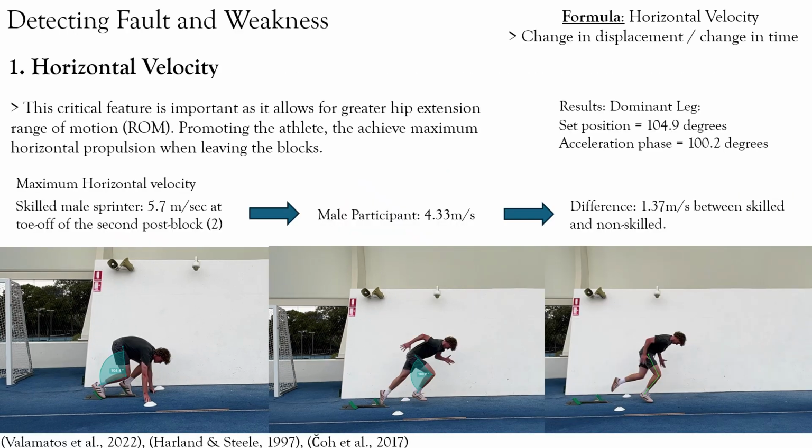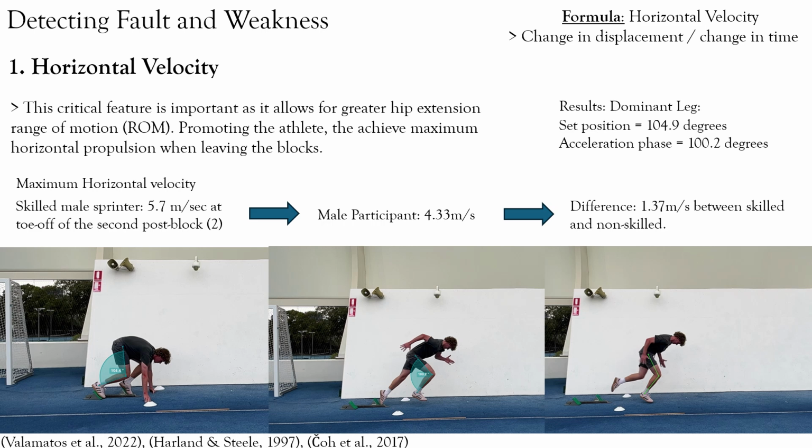In biomechanical analysis of a block sprint start, the first critical feature identified was the horizontal velocity of the athlete. This feature is critical for the block sprint start as it allows for greater hip extension range of motion. This is required to gain explosive power of force against the starting blocks, promoting the athlete to achieve maximum horizontal force.